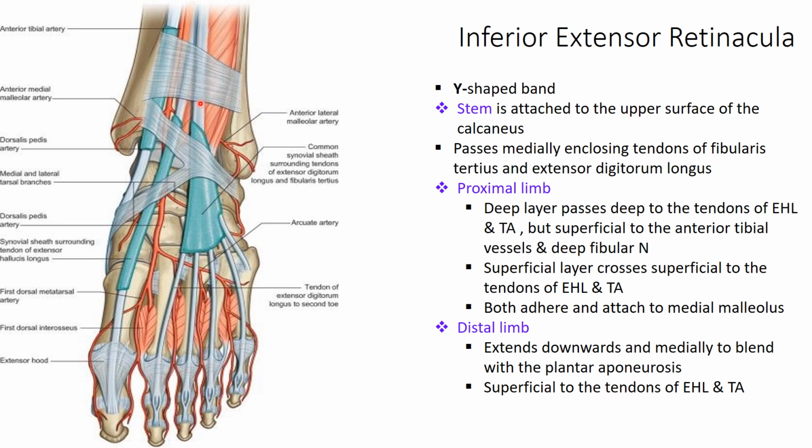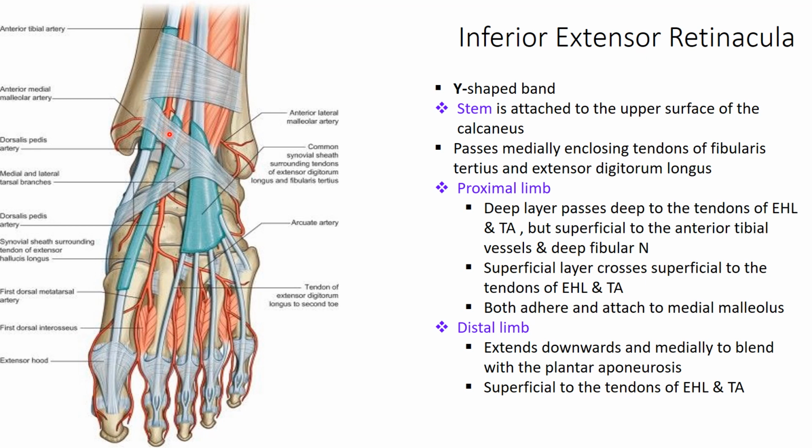And the inferior extensor retinaculum, which is lying distal to the superior one, is a Y-shaped band with a stem and two limbs, a proximal and a distal limb. Now the stem is attached to the upper surface of the calcaneus and passes medially to enclose the tendons of peroneus tertius or fibularis tertius and extensor digitorum longus. They straddle the fibers of the stem, and from here it bifurcates into a proximal limb and a distal limb.